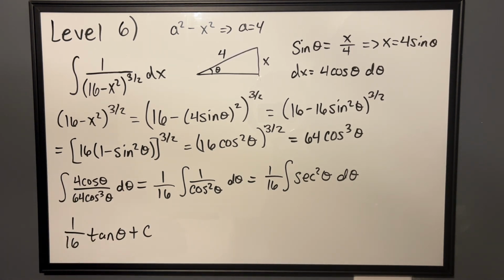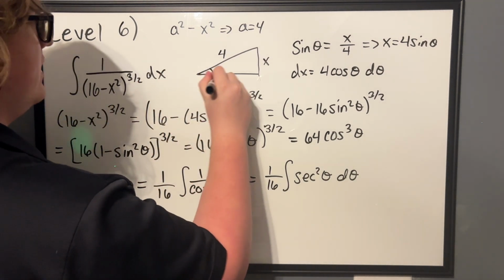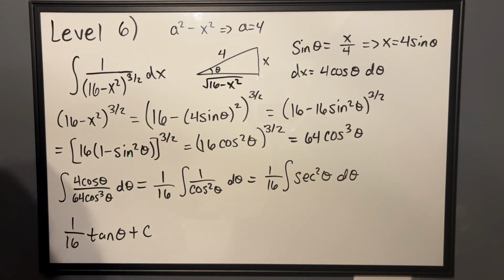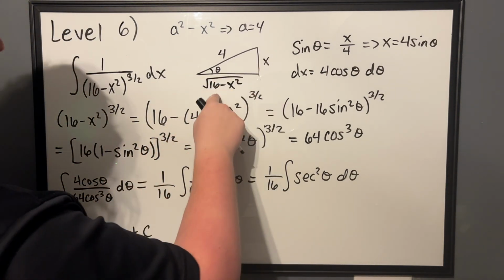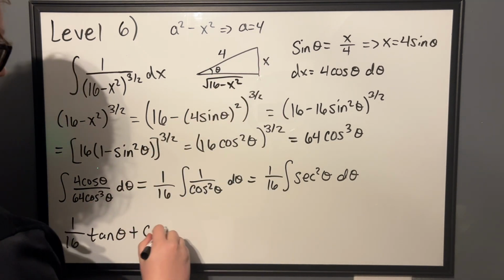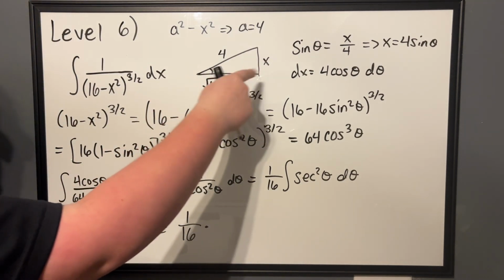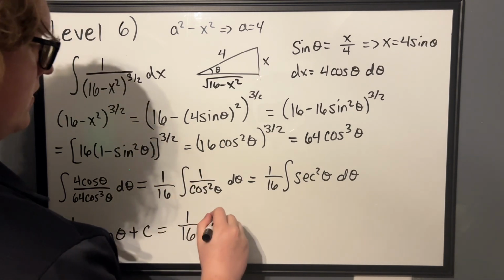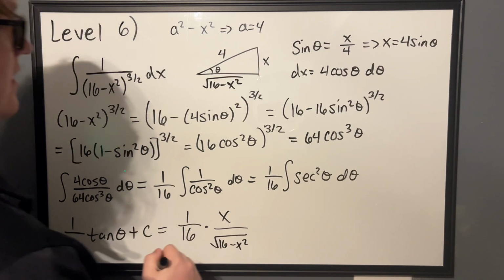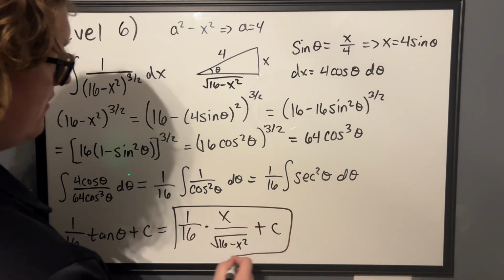This is a variable, and we need to change that back into x. But if we know that using this triangle, we were looking for this, right? And this was 16 minus x squared. So what that means is that tangent theta is opposite over adjacent. So opposite over adjacent is x over this square root. So we really have 1 over 16 multiplied by tangent of this theta. And that's going to be x over the square root of 16 minus x squared. And then again, we have the plus c. And that right there will be our final answer.